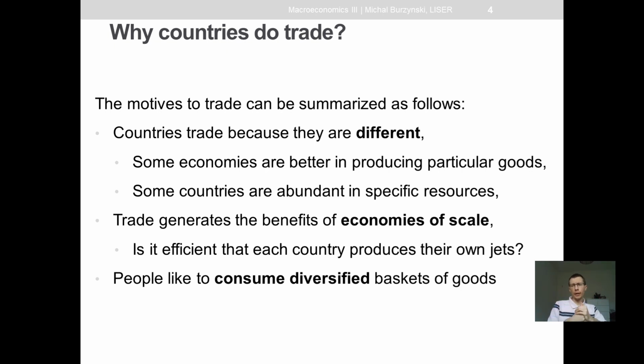And I will give you some modeling or mathematical arguments for this later on at the end of the lecture. But for now, it is important for us to remember there are three main motives for international trade: differences in countries' technology of production and resources, economies of scale, and differences in consumer preferences.